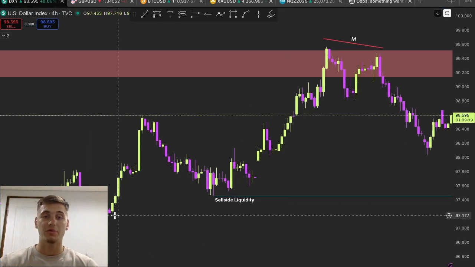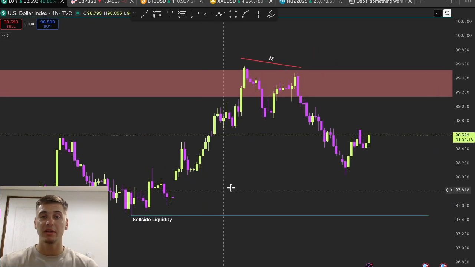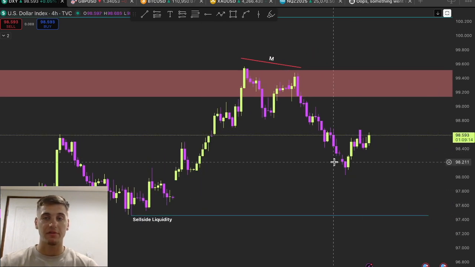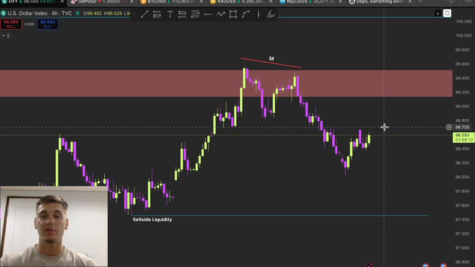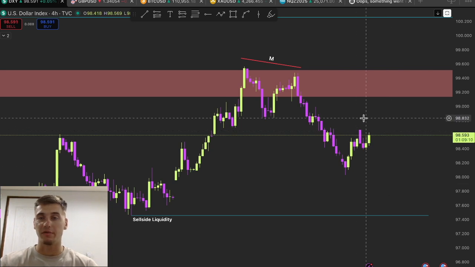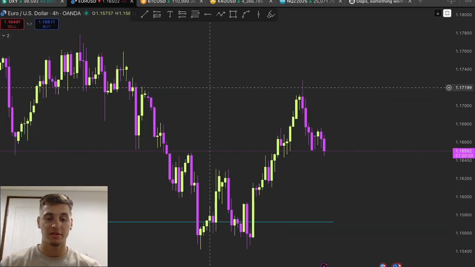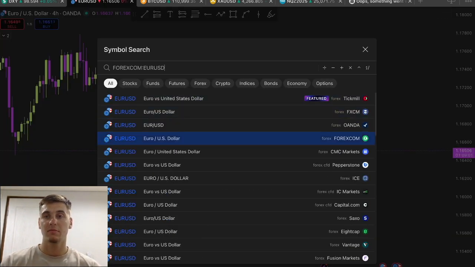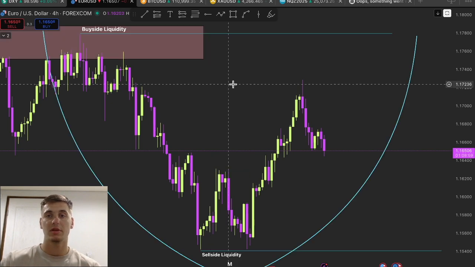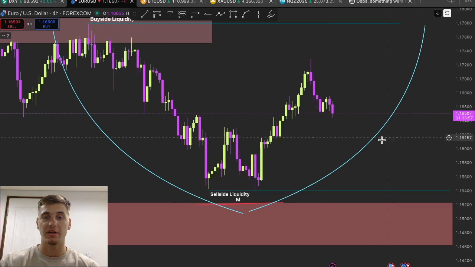So for now my eyes will be on the sell side liquidity below here. Also really interesting to see if any other cracks will happen to the downside. I will be looking for lower time frame cracks as well. And as for the Euro, it's exactly the opposite. Let's take a look at this chart over here.